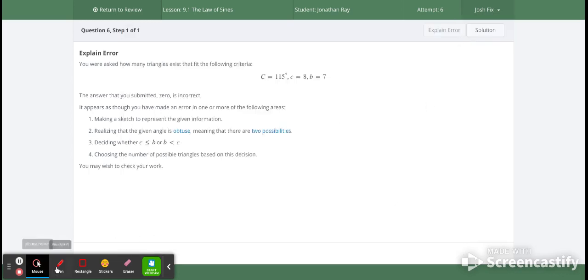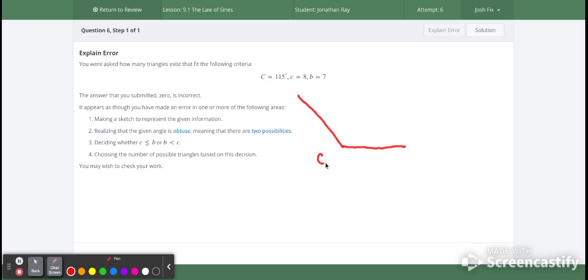All right, so here we go. We draw our first scenario, and that was, we've got our obtuse angle. This is going to be C, and that's equal to 115. And then this would be C, and this is equal to 8. And this is B, and this is equal to 7. So in this particular case, if this was true, then we would have no triangles.